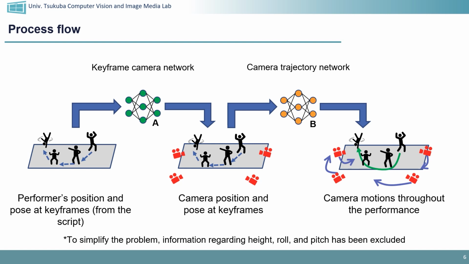It extracts the performer's position and orientation information during important scenes, or keyframes, from the script. Based on this, the system consists of two stages: the keyframe camera network, which generates corresponding camera positions and orientation, and the camera trajectory network, which produces the entire performance's camera work from the performers' and camera's positions and orientation at keyframes. To simplify the problem in this study, we considered only one performer and excluded information regarding height, camera roll and pitch, focusing only on the position and the direction on the stage.